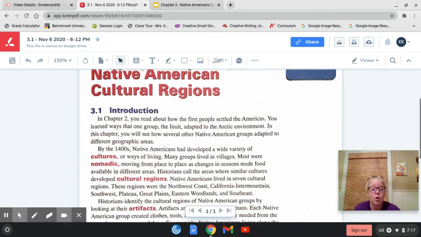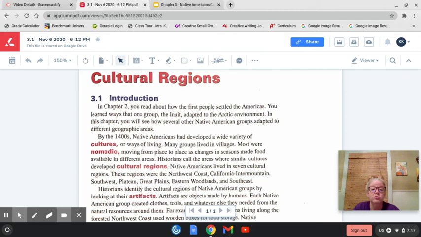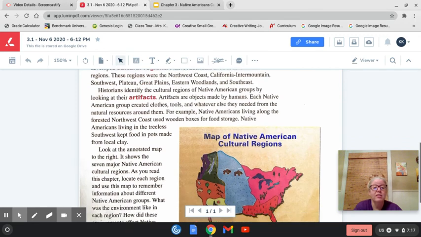Historians call the areas where several cultures developed cultural regions. Native Americans lived in 7 cultural regions. These regions were the Northwest Coast, California Intermountain, Southwest, Plateau, Great Plains, Eastern Woodlands, and Southeast. Historians identify the cultural regions of Native American groups by looking at their artifacts. Artifacts are objects made by humans. Each Native American group created clothes, tools, and whatever else they needed from the natural resources around them.